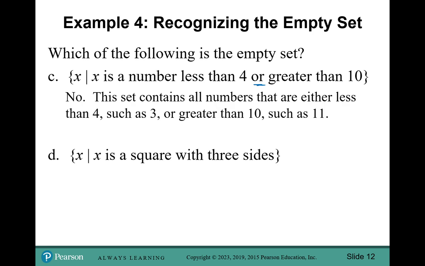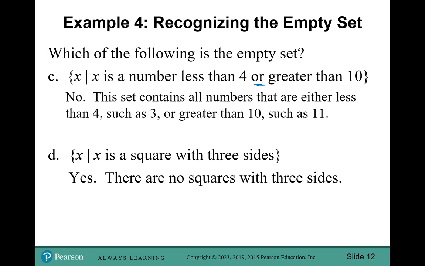Let's look at problem D. X such that X is a square with 3 sides. Can you have a 3-sided square? Squares have 4 sides. There's no such thing as a 3-sided square. If it has 3 sides, it might be a triangle, but it's definitely not a square. So this actually would be an example of the empty set here, because there are no squares with 3 sides.